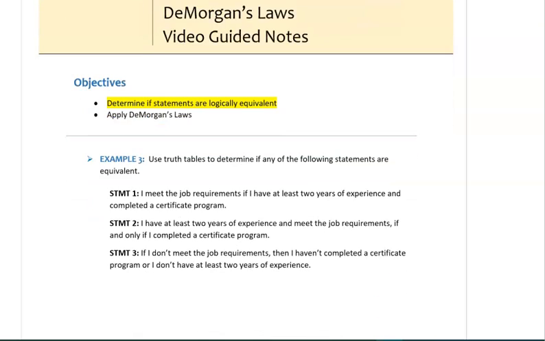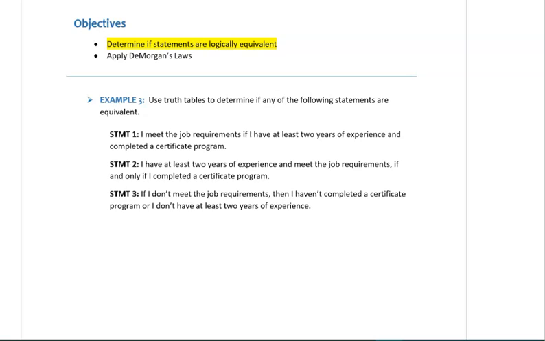Example 3. Use truth tables to determine if any of the following statements are equivalent. Statement 1, I meet the job requirements if I have at least 2 years of experience and completed a certificate program. Statement 2, I have at least 2 years of experience and meet the job requirements if and only if I completed a certificate program. Statement 3, if I don't meet the job requirements, then I haven't completed a certificate program or I don't have at least 2 years of experience.